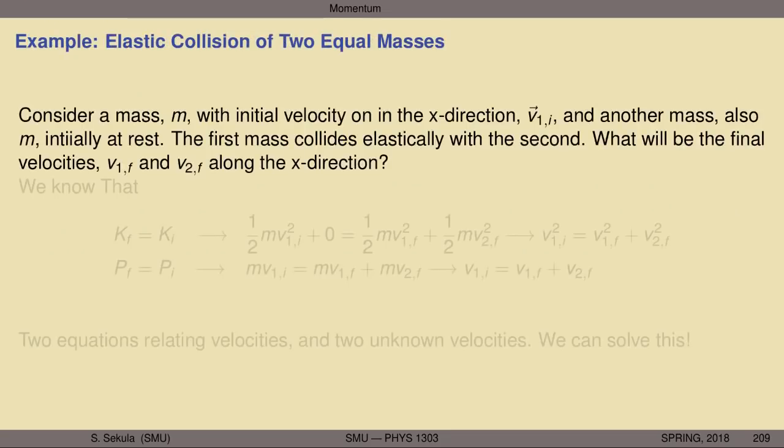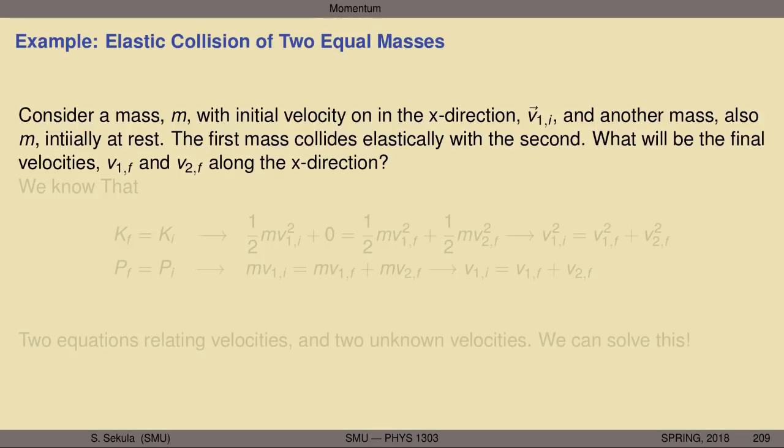So let's take a look at an example of an elastic collision. Specifically, imagine having two masses that are equal. So I could arrange this, for instance, with two carts on this frictionless air cushion track. They're both of mass m, the same mass, at least if the manufacturer's done a good job. And I can construct a situation where the initial velocity of the first mass is non-zero, and it's moving in the positive x direction. So we'll denote this as v with a subscript 1, i for the initial velocity of the first mass. But I have a second mass, also m, that's initially at rest.